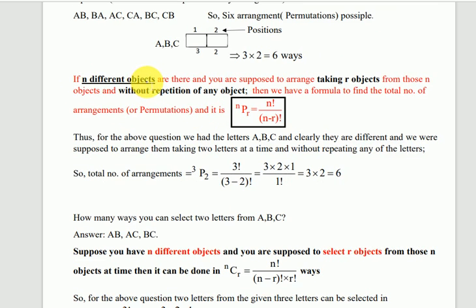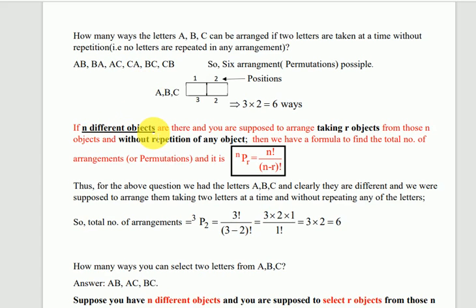Suppose you have n different objects, and you are supposed to arrange them taking r objects from those n objects, without repetition of any object. Like in this question we had three different letters, that means three different objects, and out of those we had to take two letters at a time, that means two objects at a time. We have to arrange them and there should be no repetition in it.